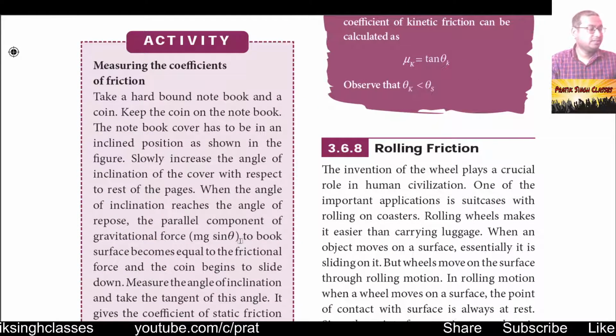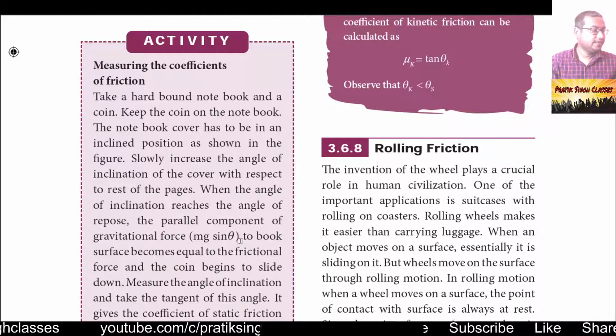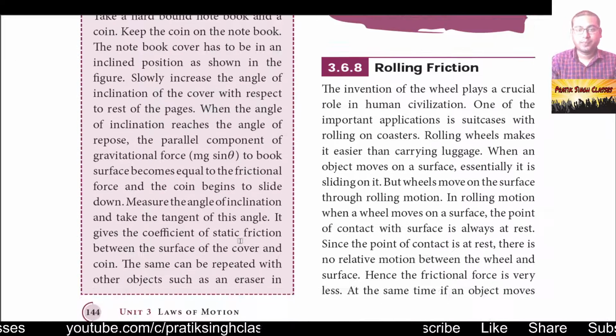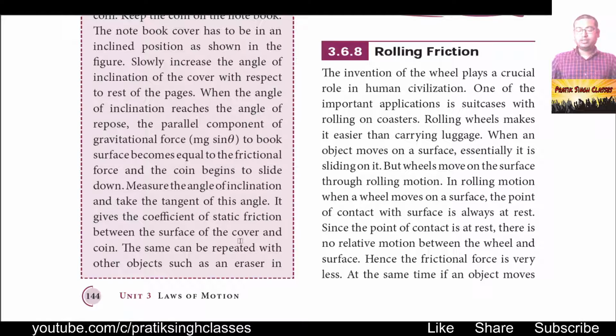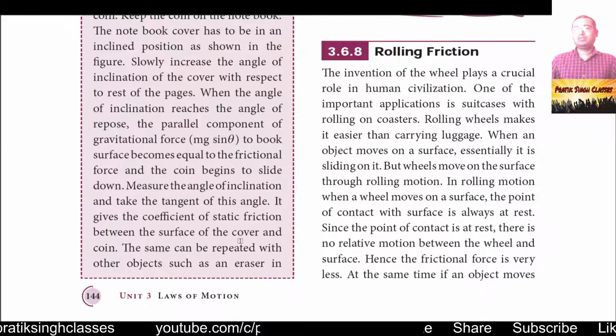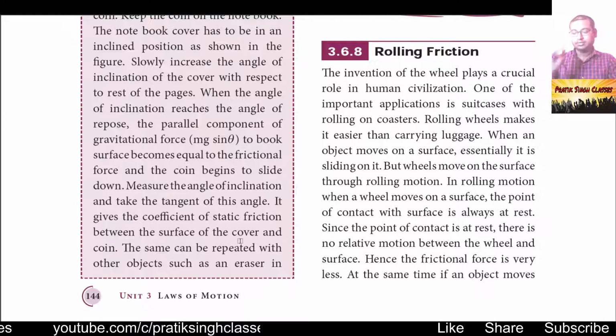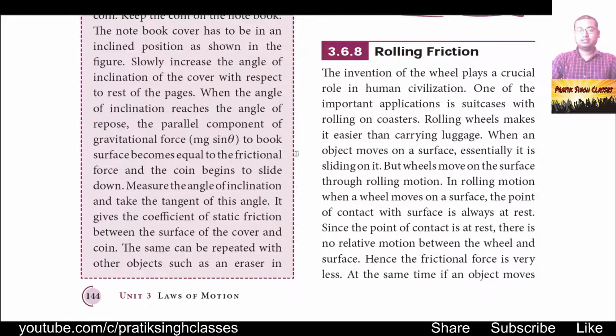Then there comes section 3.68, and that is about rolling friction. Whenever we move or try to move, we have static friction or kinetic friction. But whenever a ball bearing moves, or a wheel moves, then we will have rolling friction, meaning whenever one surface rolls over the other surface.